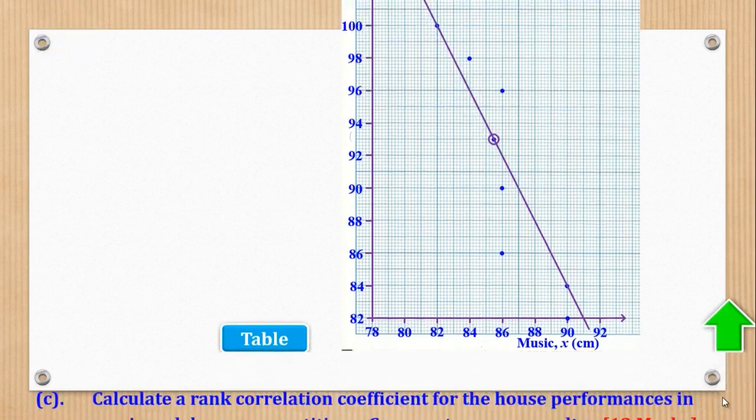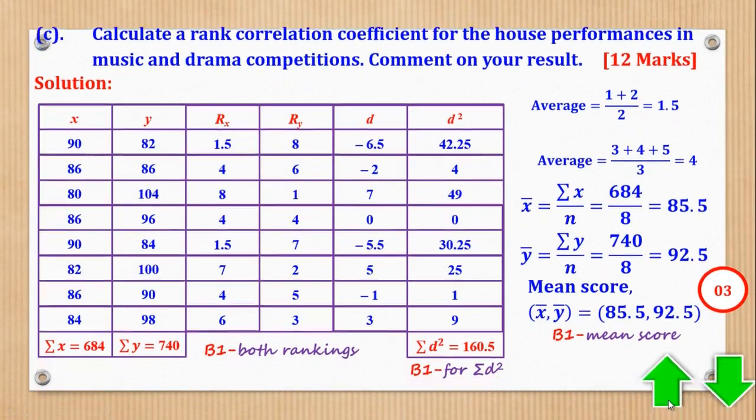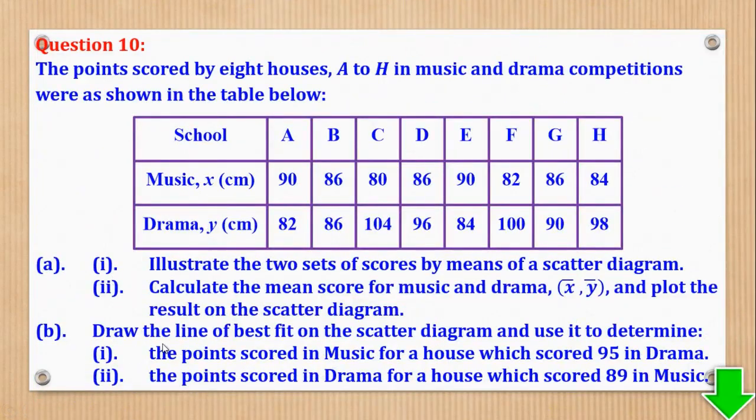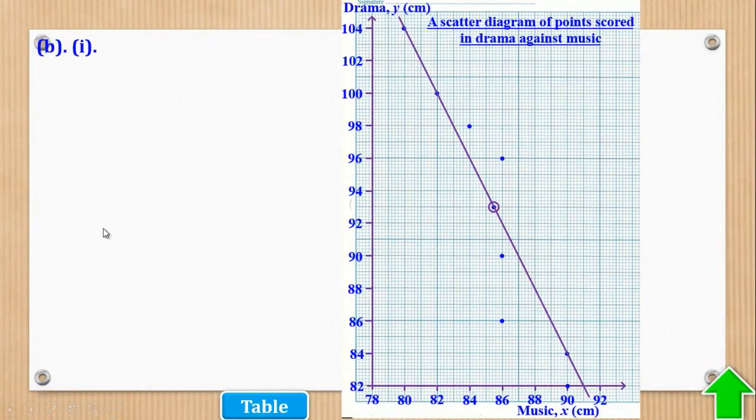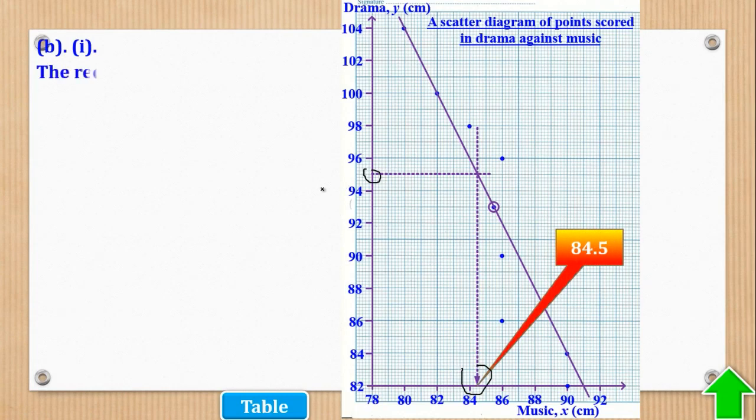For part A, they wanted points scored in music for a house which scored 95 in drama. So we shall go to drama and locate 95. Then draw a perpendicular to meet the line of best fit and then read off that value from the vertical axis. Then you can write that the required score in music is that.